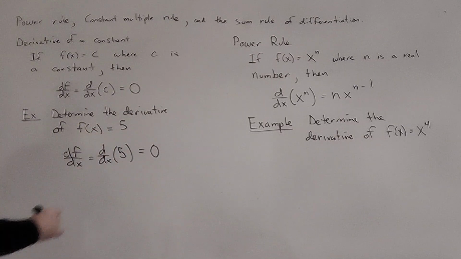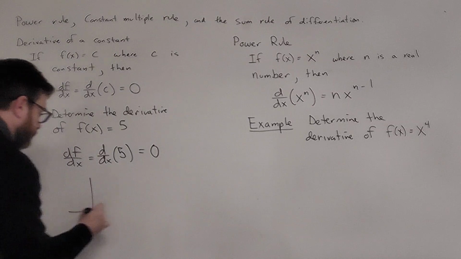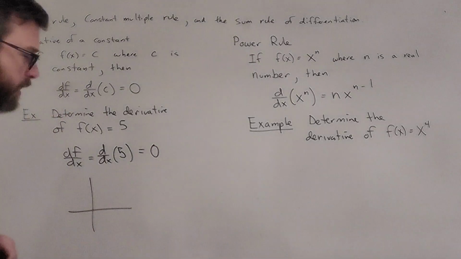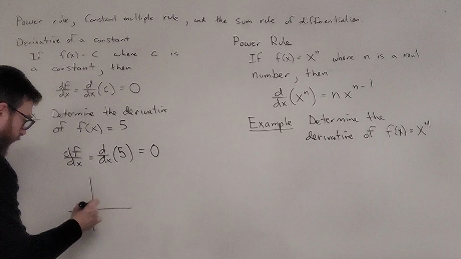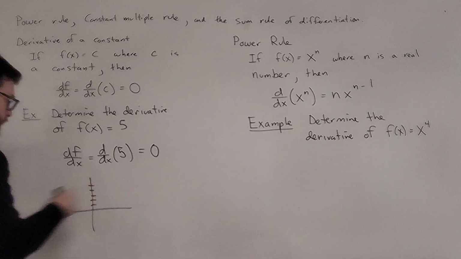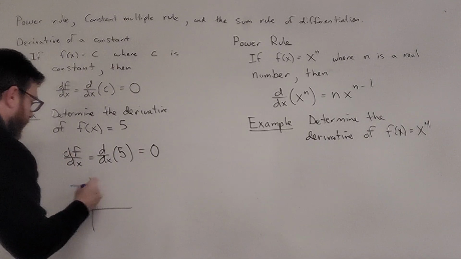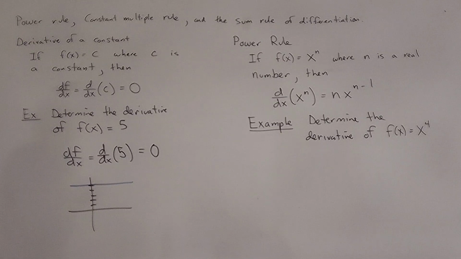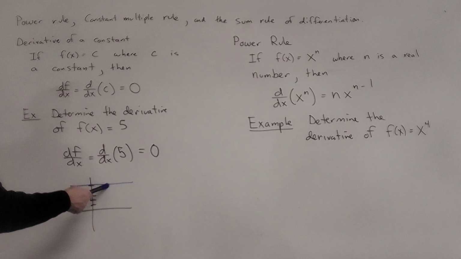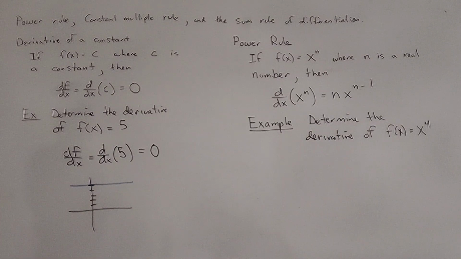Now it's easy to show graphically because what we're talking about is a horizontal line, y is equal to 5. And the derivative represents the slope of that equation at every point. You can see that the slope of this line is equal to 0 at every point.